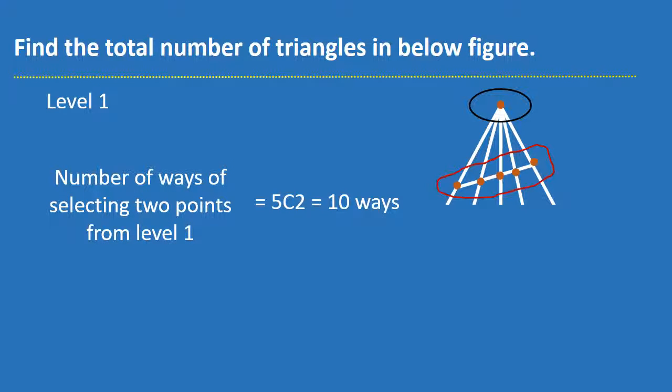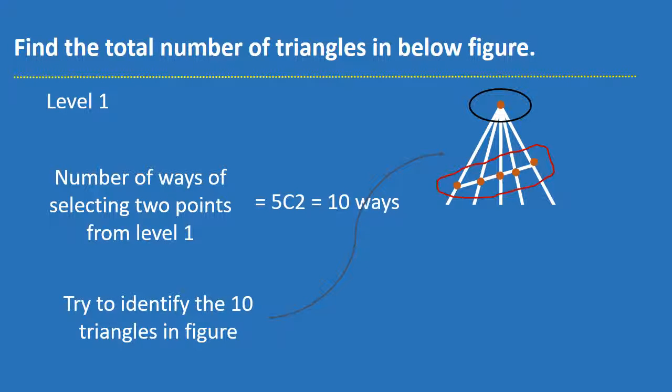That could be done in 5C2 ways, that is equal to 10 ways. So in total, we have 10 triangles at level 1. Try to identify these 10 triangles in the figure to get a better understanding.